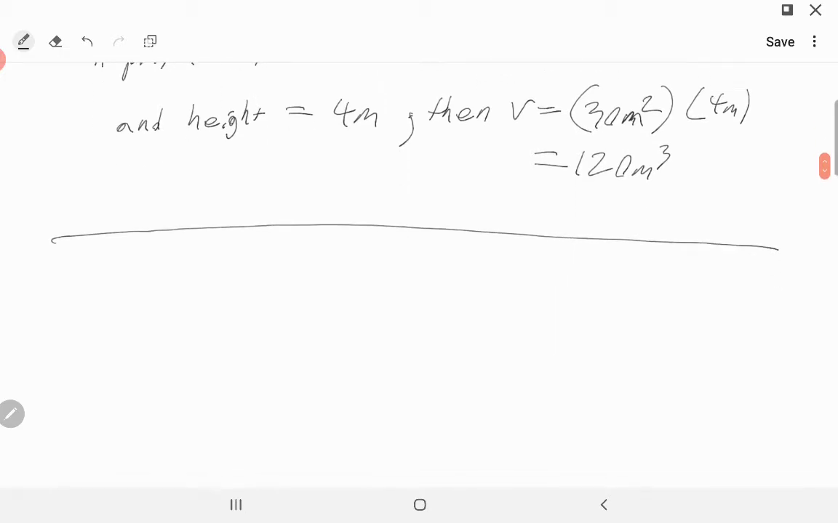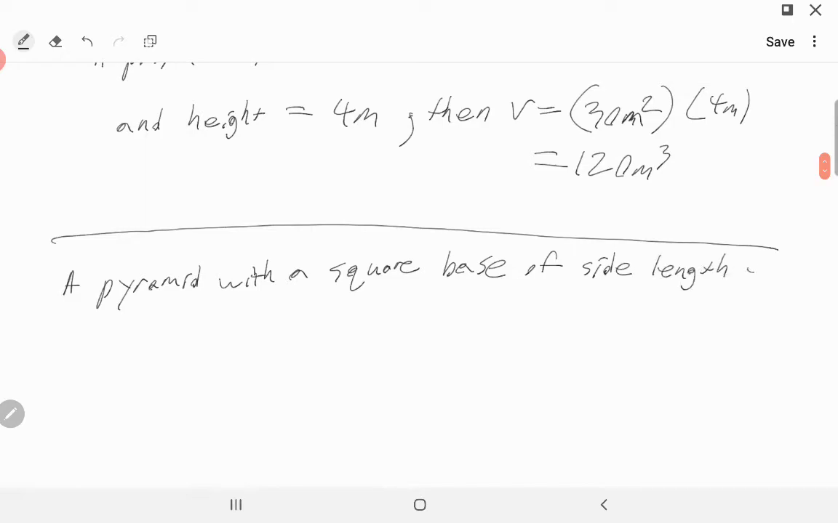One other type of solid we want to think about is pyramids. Turns out that if we have a pyramid with a square base of side length d, then the volume of the pyramid turns out to be 1/3 times d squared times the height. So we should say it has side length d and height h.